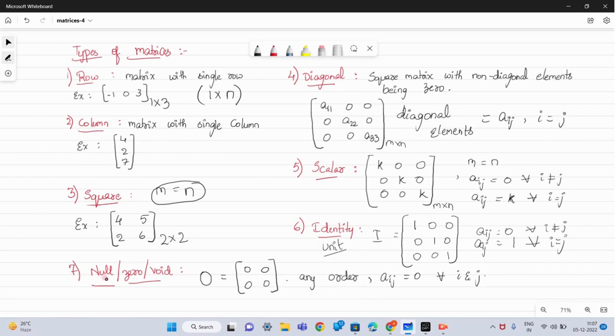The last type of matrix is the null matrix, which is also called zero or void matrix. It's denoted by capital O, and here all the elements in the matrix will be zero, and it can be of any order. It's not compulsory that it should be a square matrix. It can be rectangular, it can be square, of any order. Here all the elements will be 0, whether i equals j or i does not equal j.